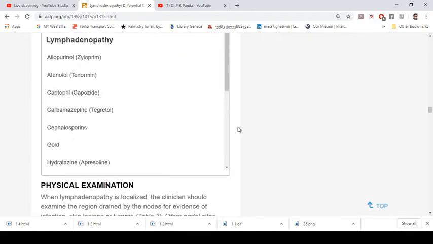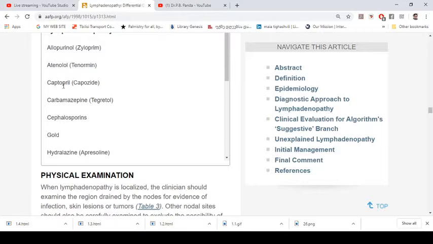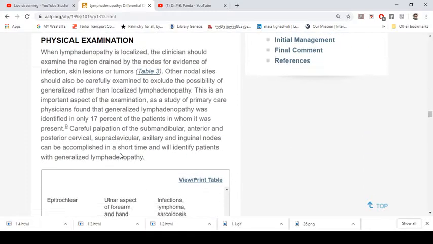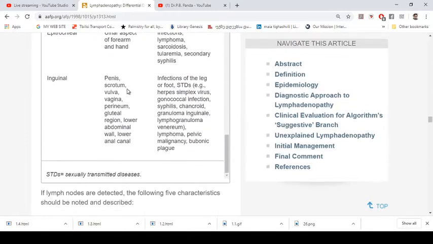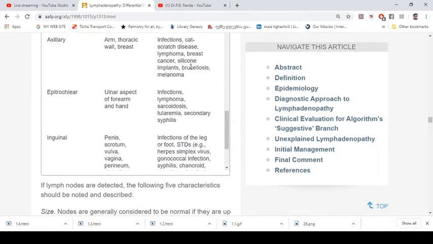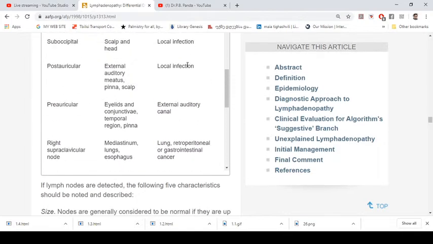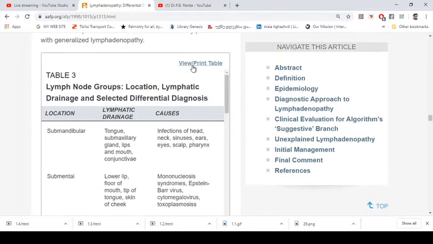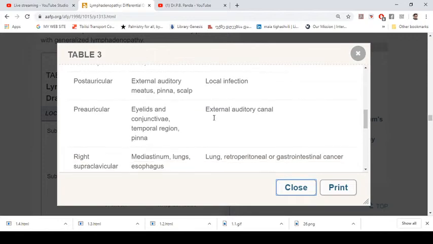and some other drugs also cause it: allopurinol, atenolol, captopril, and phenytoin. We have to remember this, guys, phenytoin. Okay, so these are the areas where we have this lymphadenopathy. According to the area, we have to see where it can cause lymphoma.